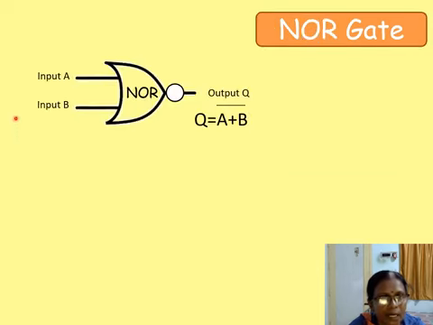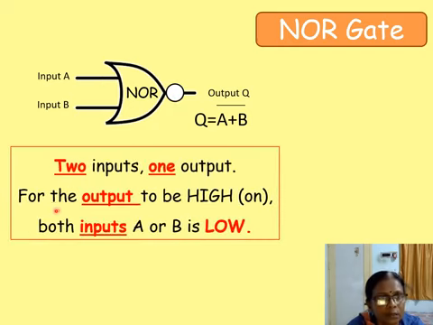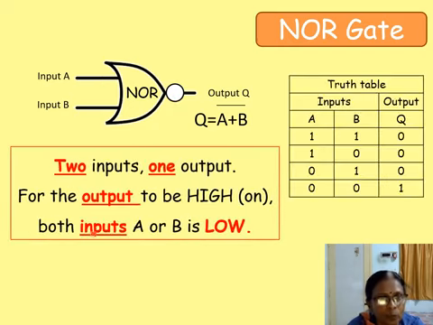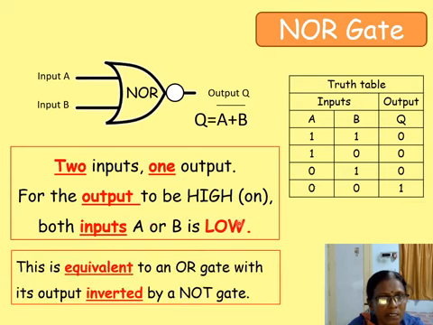NOR gate. A NOR gate has two inputs and one output. For the output to be high, both inputs A and B must be low. This is equivalent to an OR gate with its output inverted by a NOT gate. It is also called bubbled OR. Its function is inversion of A plus B.